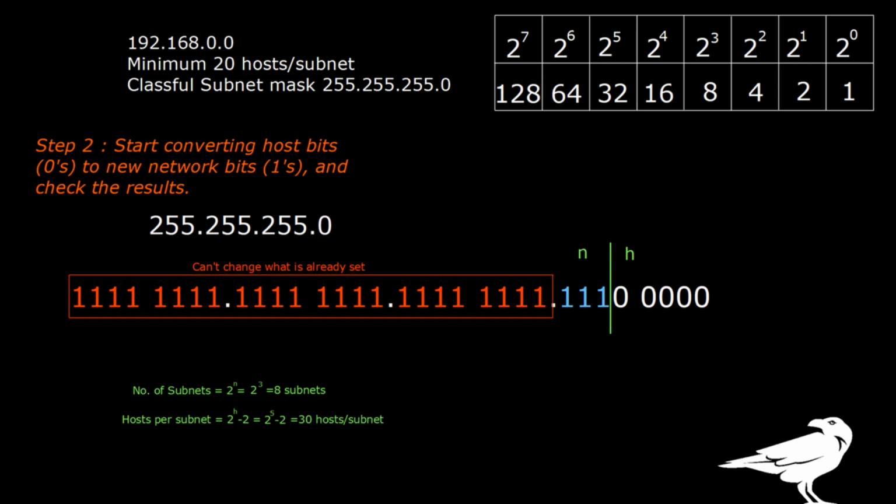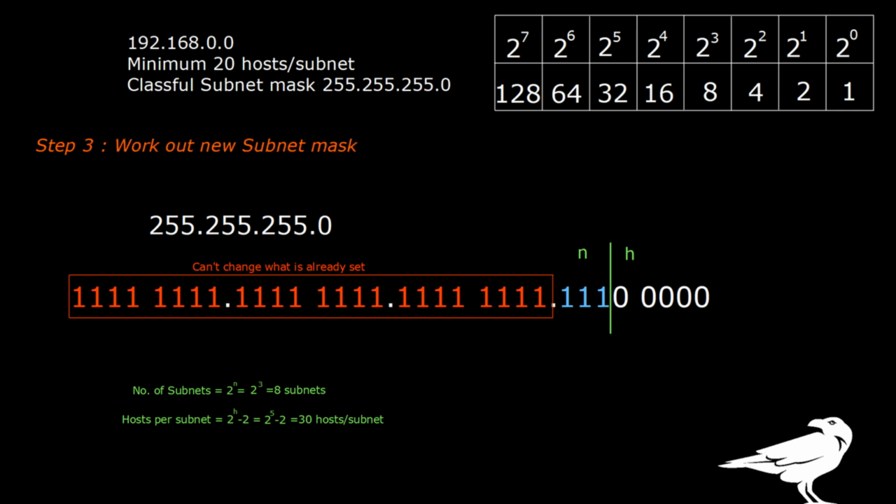Fantastic. Now, the next thing we're going to do is work out our new subnet mask. The first 3 octets we didn't change, so we can quickly plot those back out again. 255, 255, 255. So the 4th octet is going to look a little bit different now. So let's quickly put that in the conversion table, where we're going to have 11100000. And if we quickly do the arithmetic, that will work out to be 224.